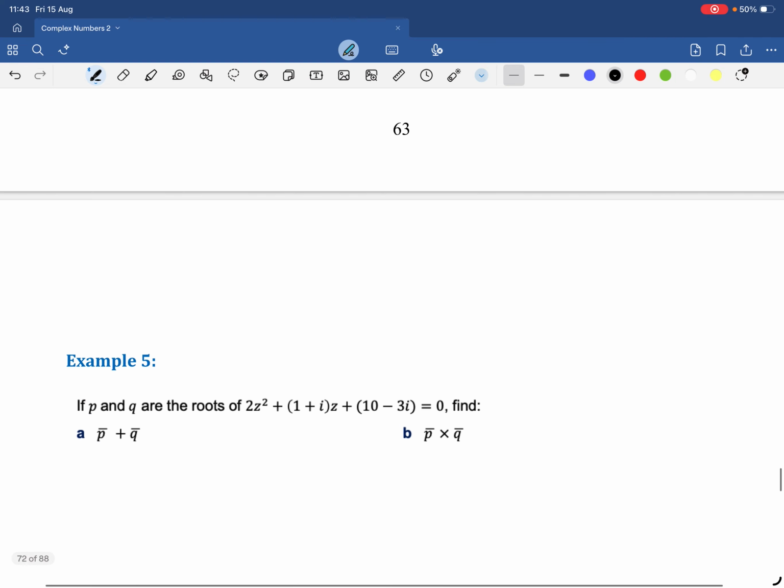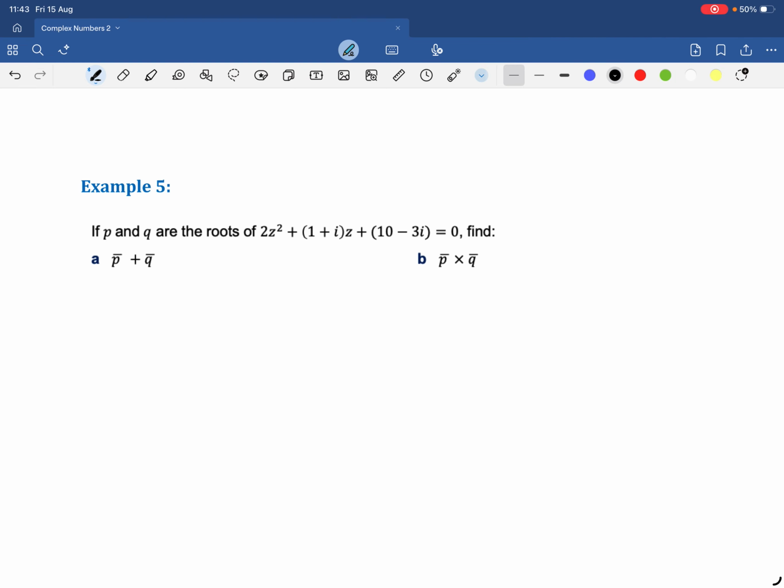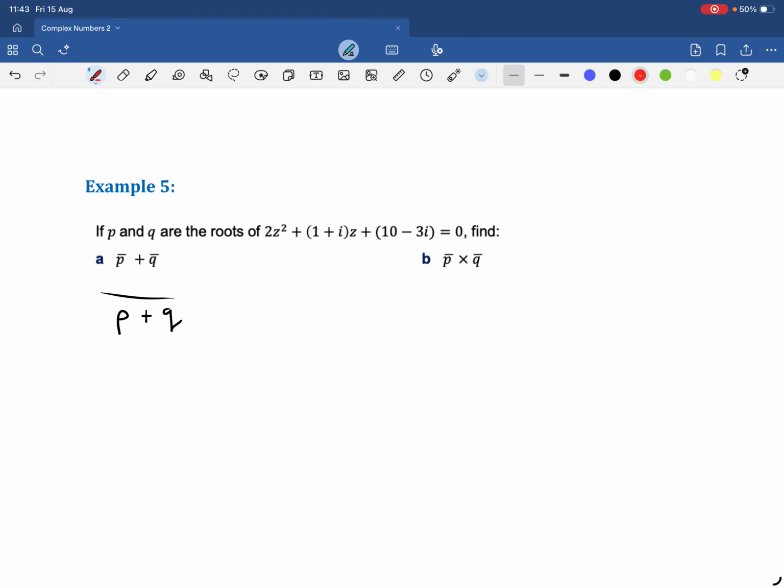And this is the last example anyway. If p and q are the roots of this expression here, find p bar plus q bar. Well, we know that that's the same as the conjugate of p plus q, and p plus q is just the sum of the roots. So the sum of the roots is minus 1 plus i over 2, and we're just taking the conjugate of that.